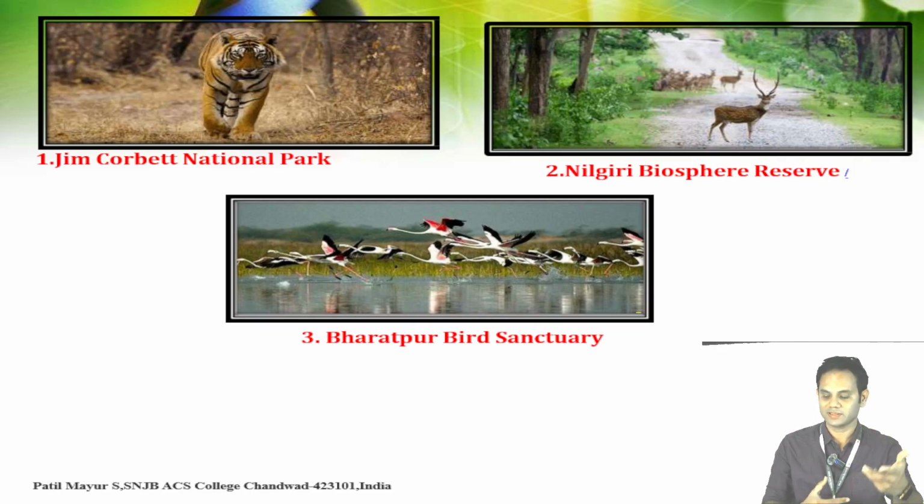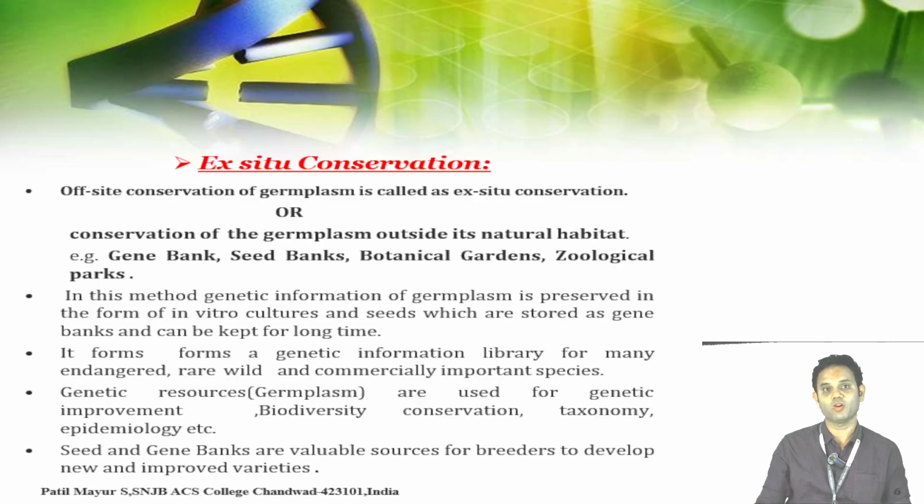So that is exactly the next type of conservation. Which is the next type? The next type of conservation is ex situ conservation. First we have seen in situ conservation, and this is the ex situ conservation method. So what is ex situ conservation? It is termed as off-site conservation of germplasm, or in other words, conservation of germplasm outside its natural habitat is termed as ex situ conservation.